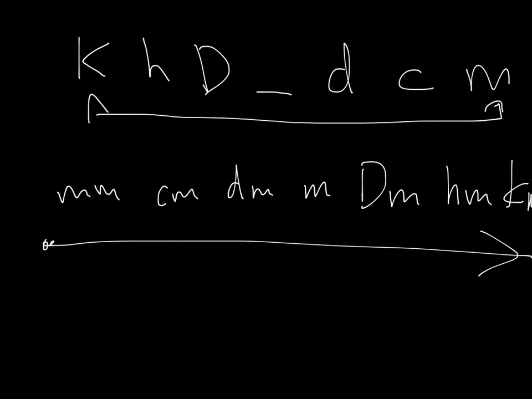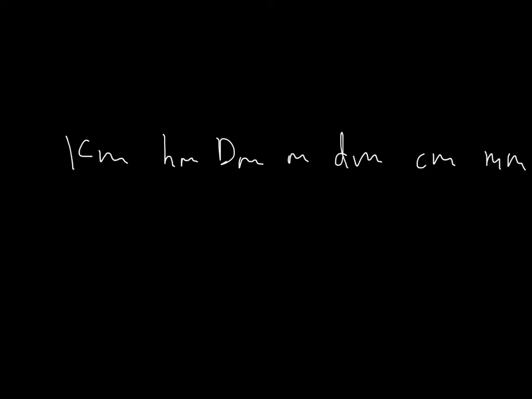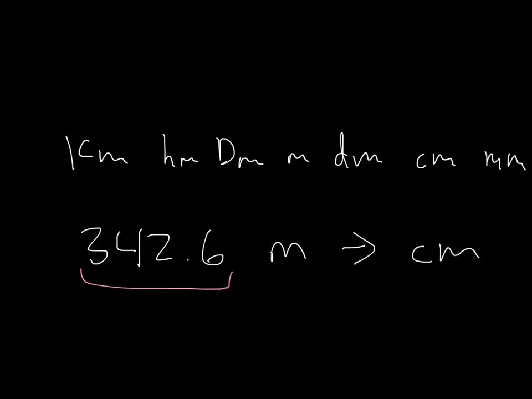So I'm going to show you the first way to convert. And that is by writing those out. Kilometer, hectometer, decameter, meter, decimeter, centimeter, and millimeter. Now with those written out like that, let's say I ask you to convert, I don't know, 342.6 meters into centimeters. The way we had talked about it in class and the way you guys seem pretty comfortable with is that I just write this stuff here above my little strip.